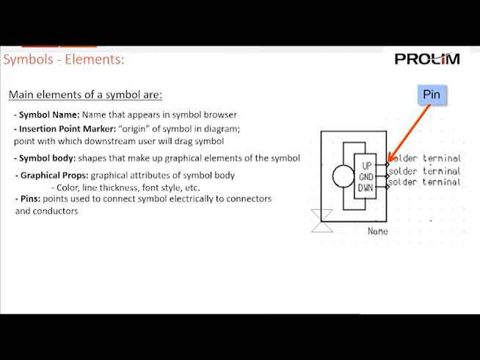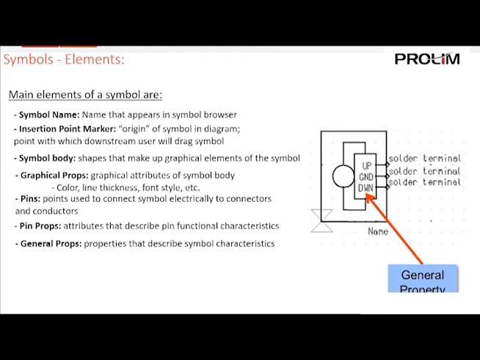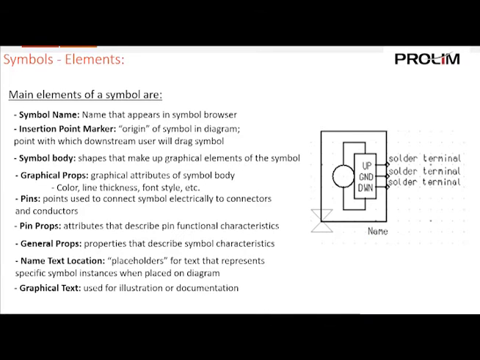The pins are points designated on the symbols to connect them electrically to the connectors and conductors. Then we have the pin properties, which are the attributes that describe the pin functional characteristics. And then we have the general properties that describe the symbol characteristics themselves. And then we have the name, text, location. That's the placeholder for the text that represents specific symbol instances when placed in the diagram. And then finally, we have the graphical text, and this is used for illustration or documentation purposes.